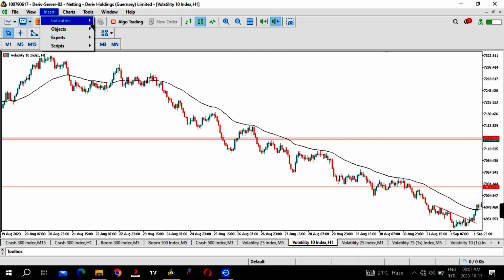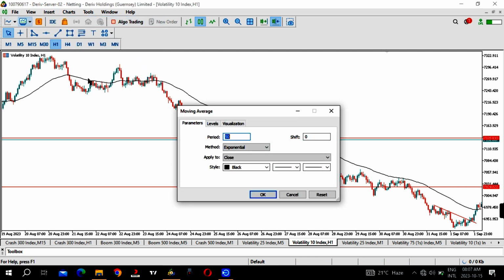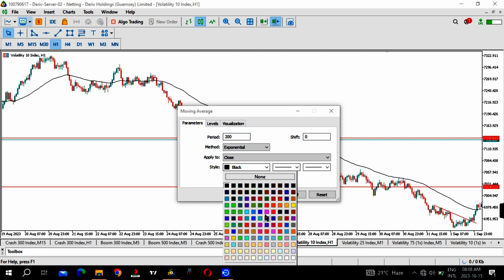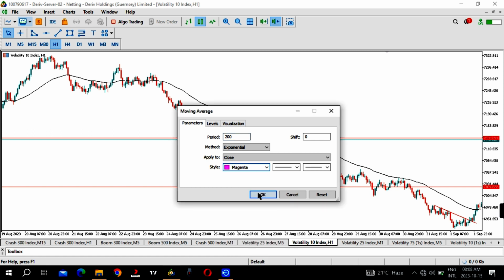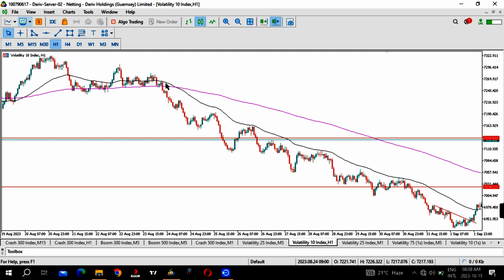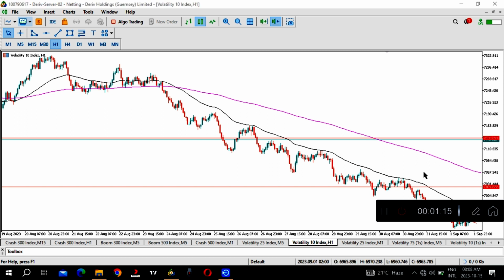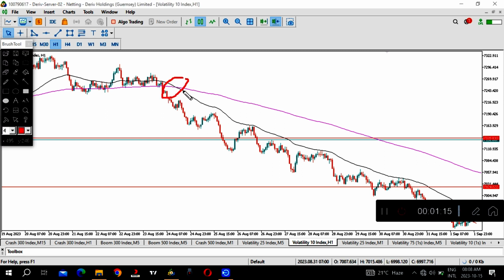Let me just insert another moving average that we can use to determine the trend. So let's use the period 200 exponential, applied to close. Over there you can use your 200 moving average to show you the trend. If you are using the moving average, you can use either this crossover here, waiting for them to cross, or you can simply say that whenever the 200 moving average is on top of the candlesticks, the market is going down, and whenever the 200 moving average is below the candlesticks, the market is going up.